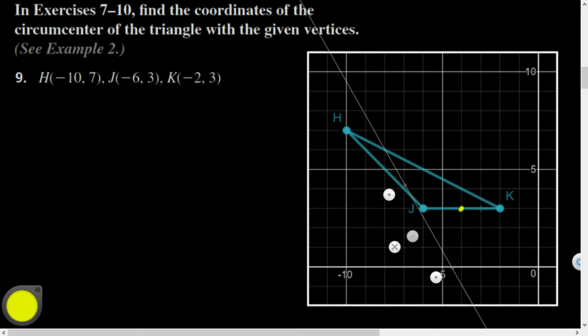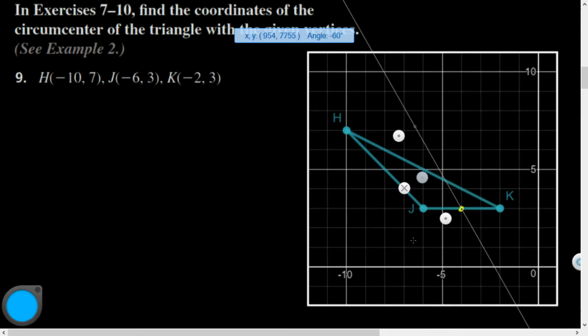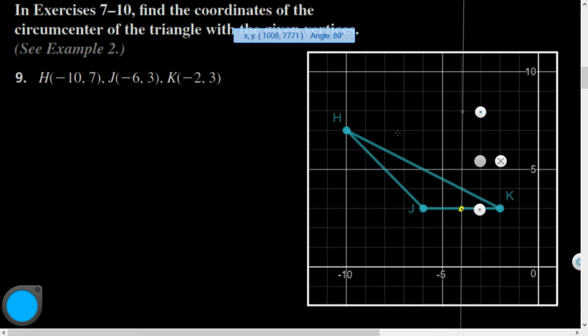Question, what is the slope of a line perpendicular to a horizontal line? Undefined is correct. So this is going to be a vertical line passing through that midpoint. Lovely, like so. This is an obtuse triangle. I'm expecting that the circumcenter will be on the outside of the triangle. Let's see.